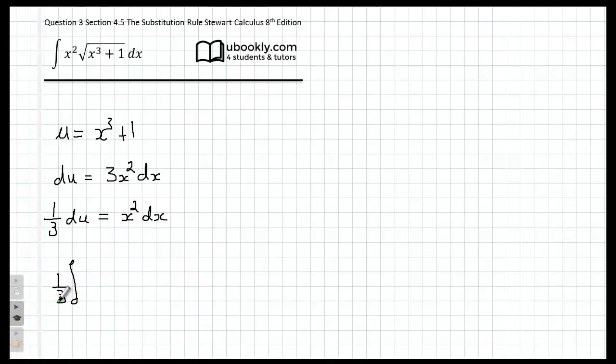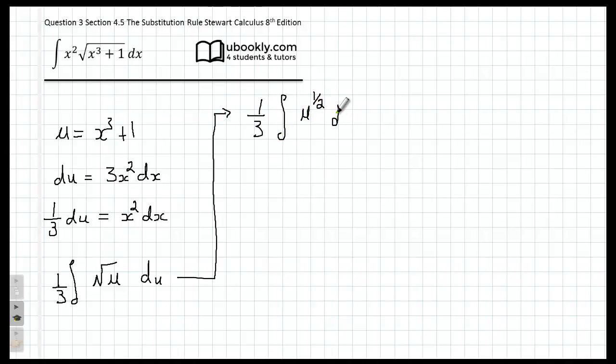I'll keep the 1/3 outside. And I'll get square root of u du. Okay? Before I integrate, I'm going to rewrite this integral as u to the power of a half du. Okay, so raising something to the power of a half is the same thing as square rooting it. Alright, so we can go ahead and integrate this now.